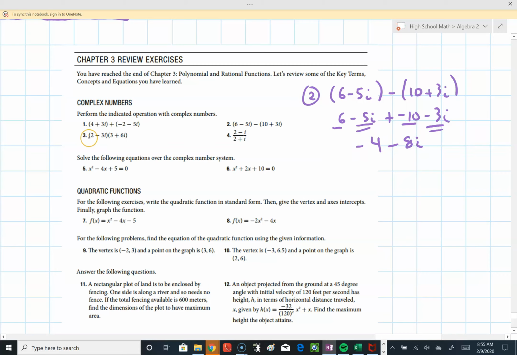Number 3, you would simply distribute, remembering that i squared is a negative 1. Make that substitution. On number 4 here, let's look at the complex conjugate. So if we have the fraction 2 minus i over 2 plus i, one of our conventions in math says that we won't leave a square root in the denominator, and so this i is the square root of negative 1. So we will eliminate it from the denominator by multiplying by its conjugate, and the conjugate of 2 plus i is 2 minus i.